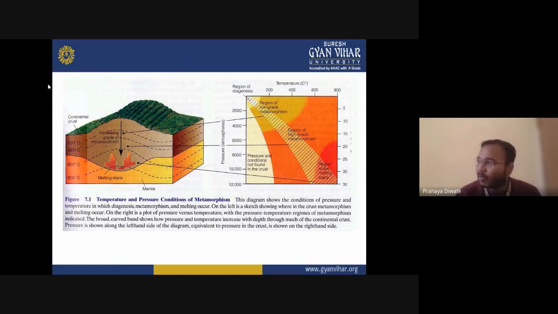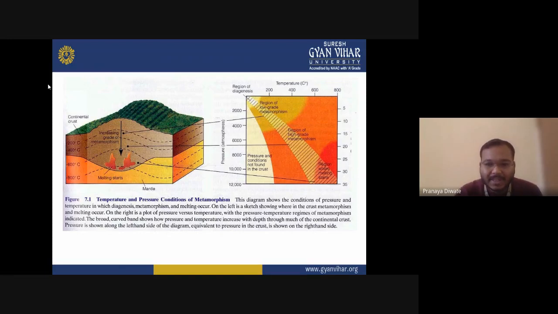Then you have metamorphism. And the third one is melting. So diagenesis, metamorphism, and melting are three different kinds of processes involved in three different kinds of rock formation.